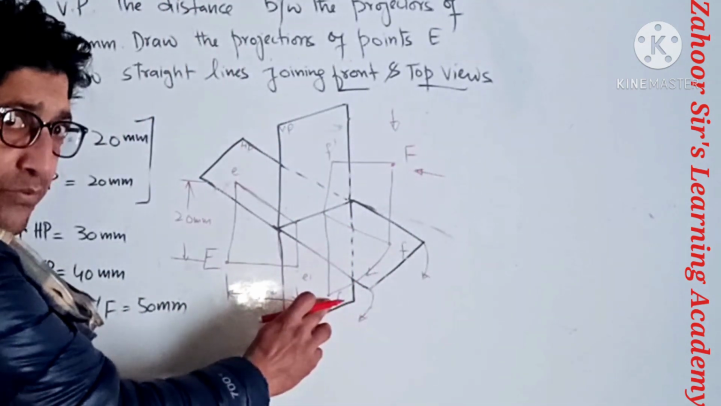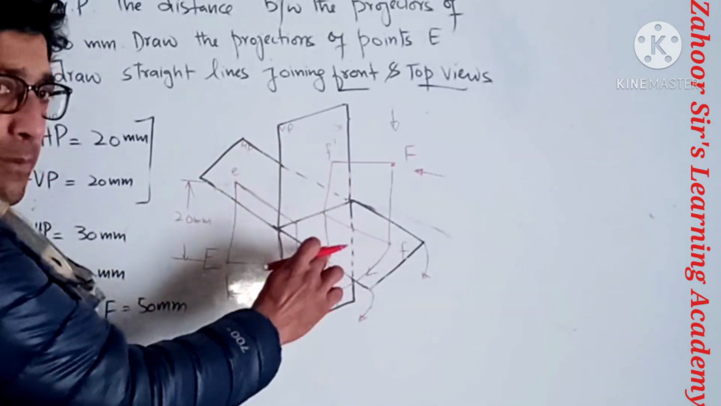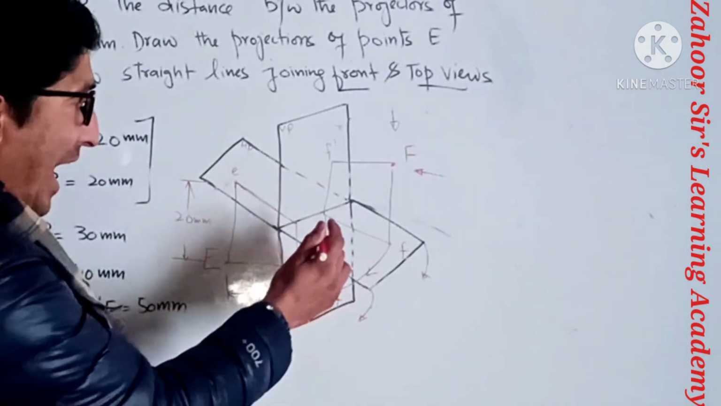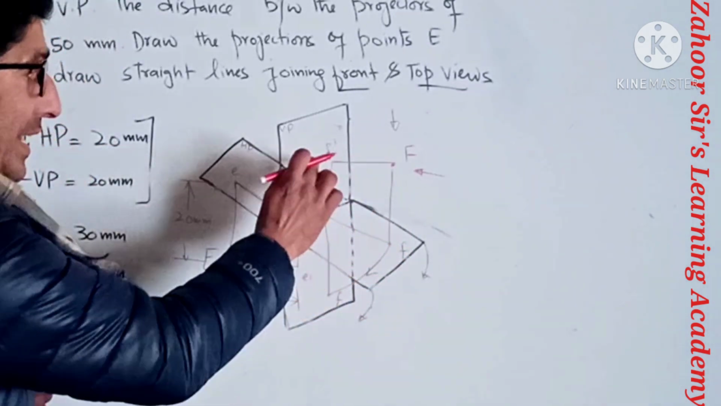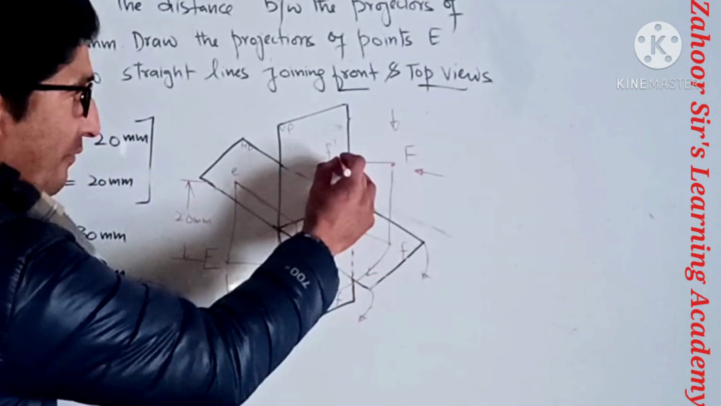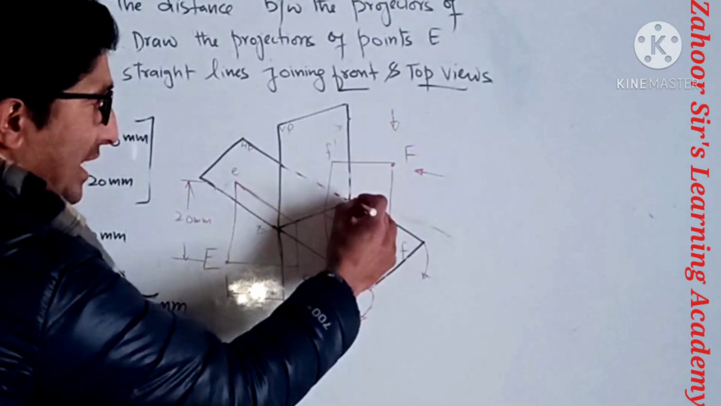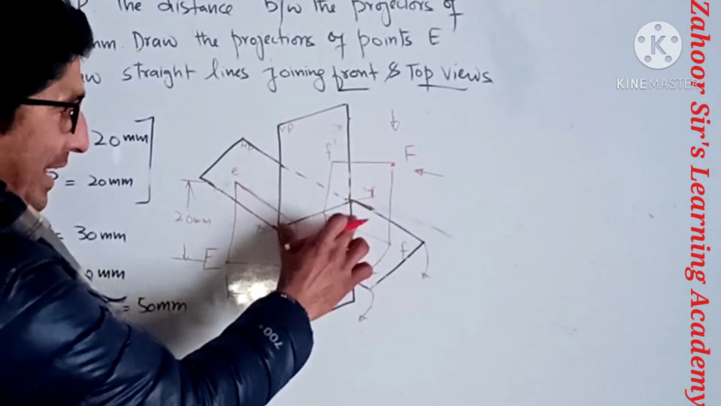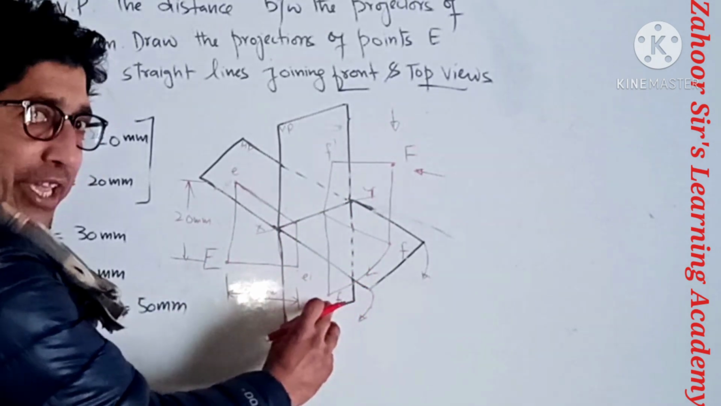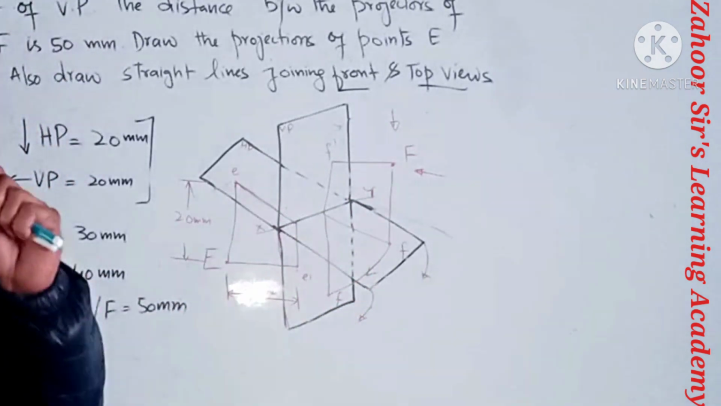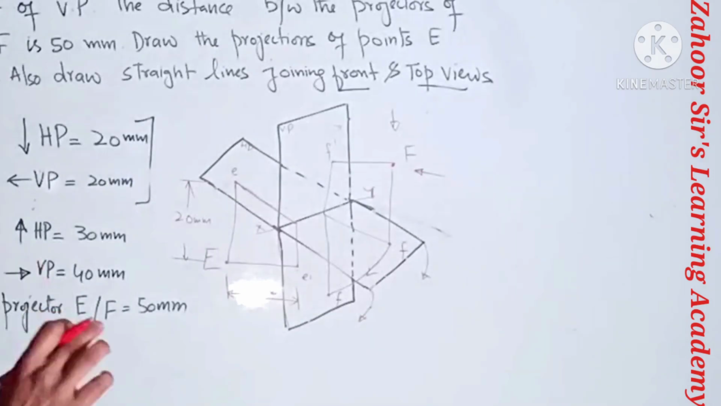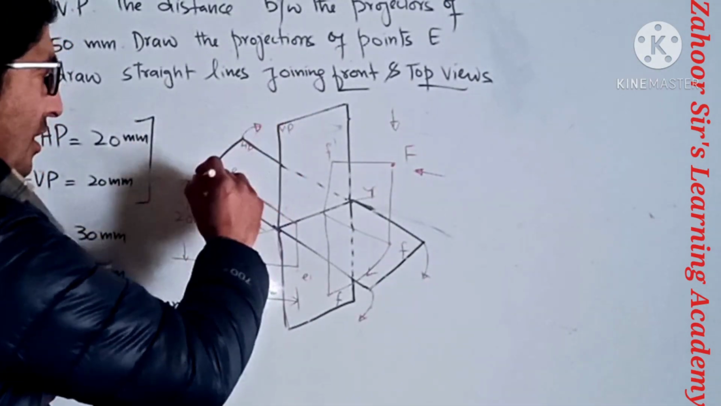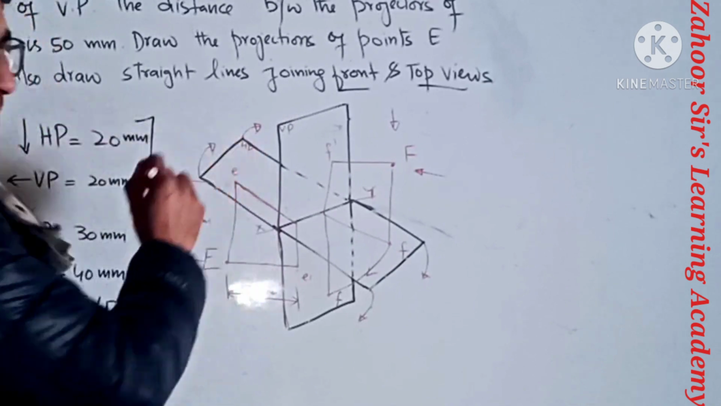Now the top view and the front view in the orthographic diagram are in a straight line, and this was in the first quadrant. That means this front view is above the XY line, and my top view is below the XY line. So that is the first thing which we need to do.